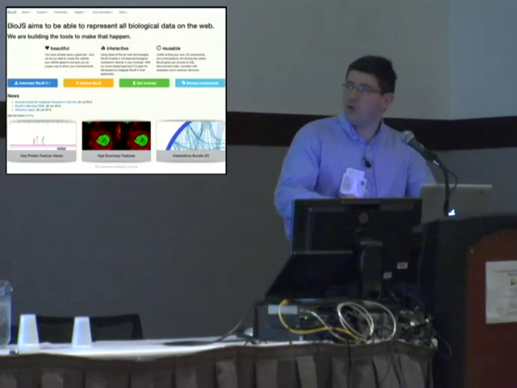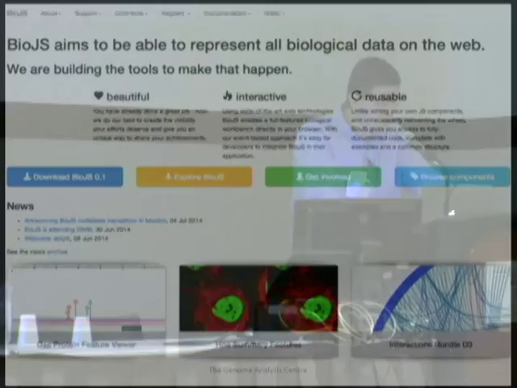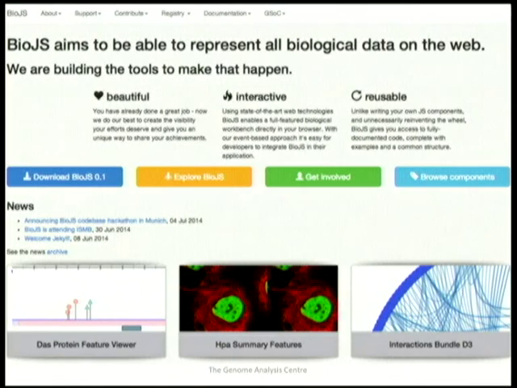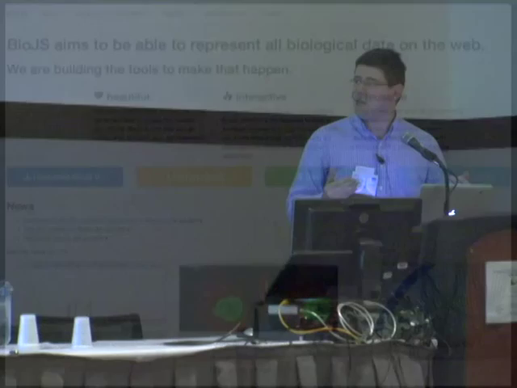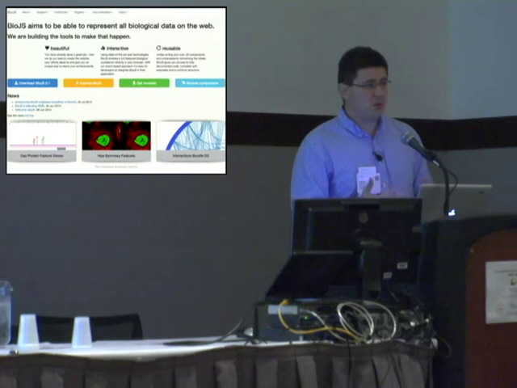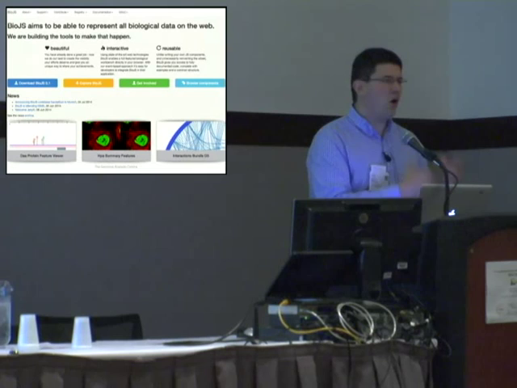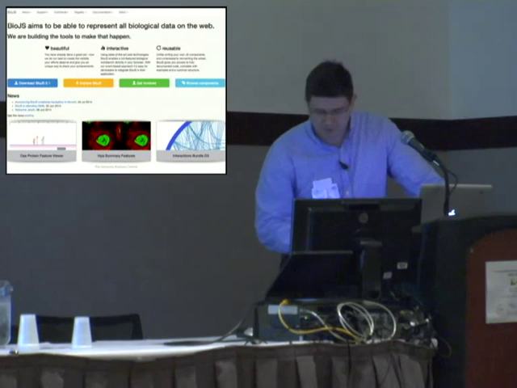So this is the portal if you go to biojs.net, and we have it very clear that our aim is to be able to represent all biological data on the web. This is our vision. This is what we want to do. But our mission really is to build the tools to allow people to reuse, share, and create components for visualization on the web.